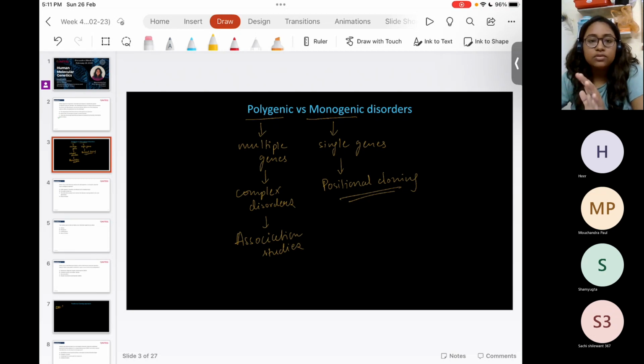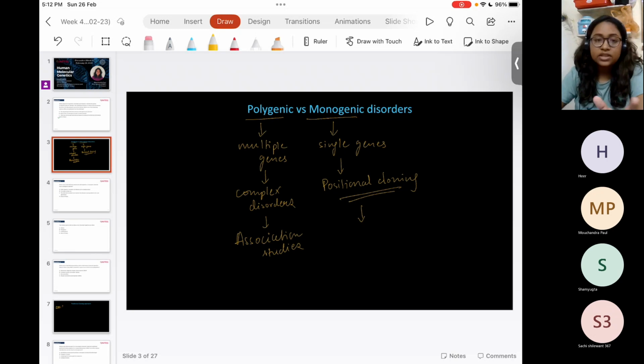If you're aware, like from the lectures of week 4, the case group have the individuals who are showing the phenotypes of a particular complex disorder, but the control group, they don't have that complex disorder phenotype, and rest all phenotypes are the same, like the age, they all belong to the same ethnic population, etc. So people use association studies.